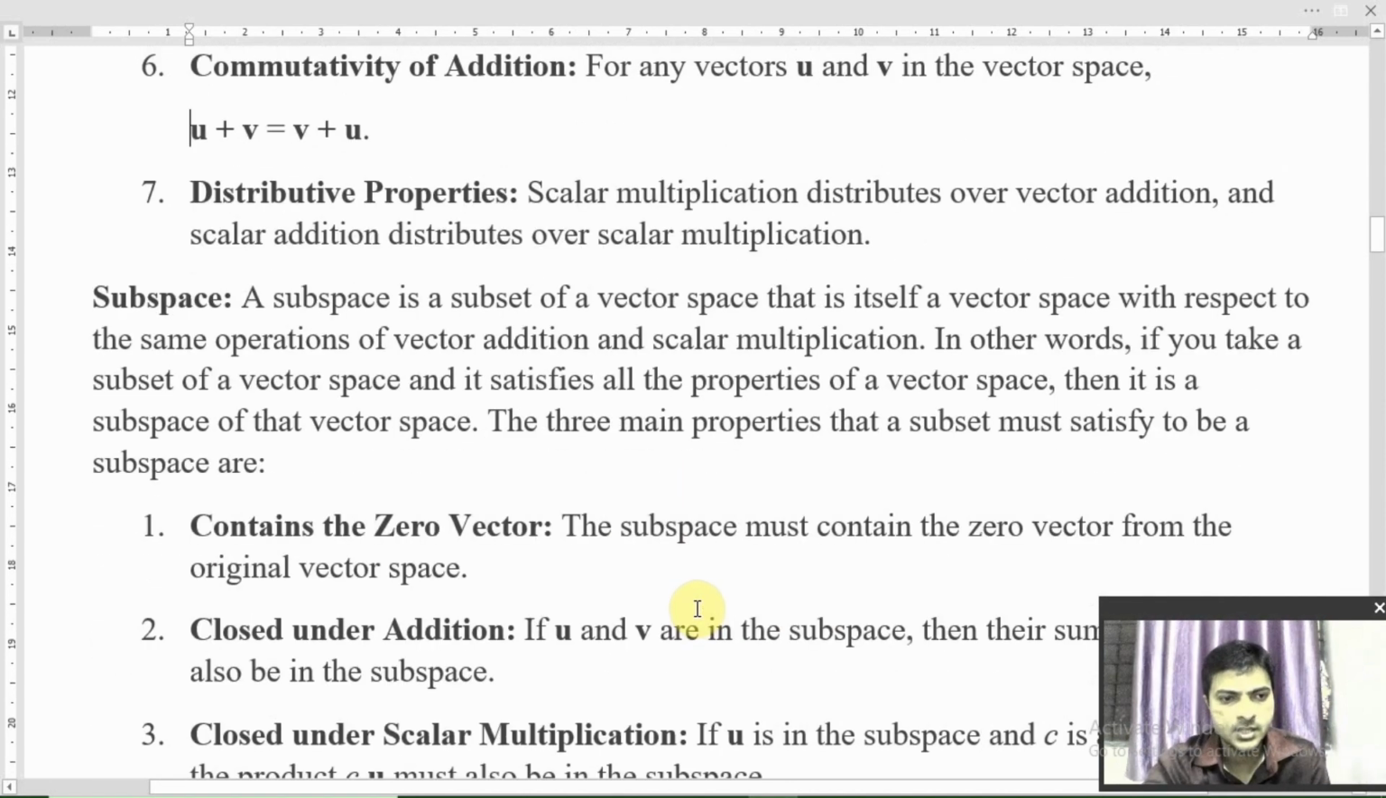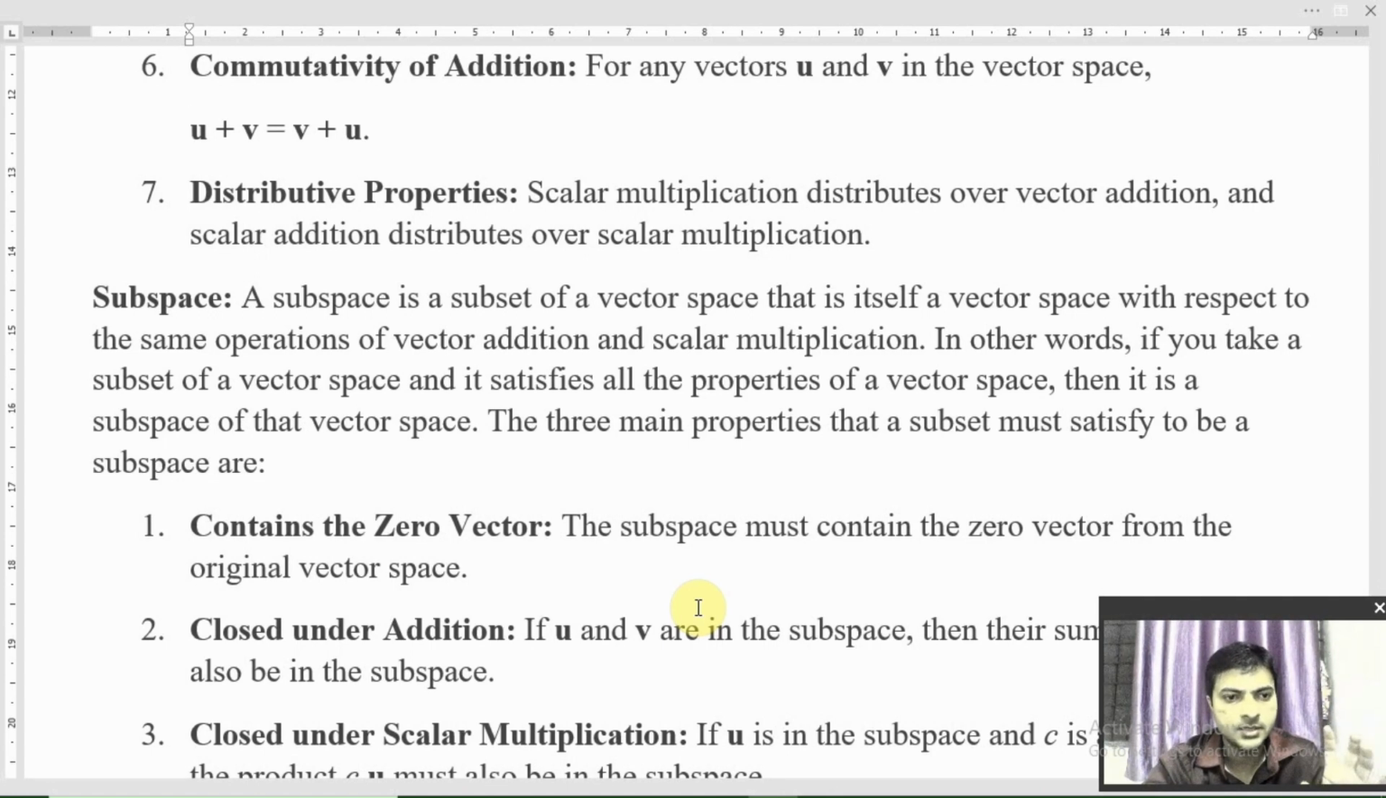Similarly, we will also understand subspace in a different way. A subspace is a subset of a vector space that is itself a vector space with respect to the same operations of vector addition and scalar multiplication. In other words, if you take a subset of a vector space, it should satisfy all the properties of vector spaces. From above, we can see the 7 properties we have taken. It should satisfy all of them, and then it is a subspace of that vector space.